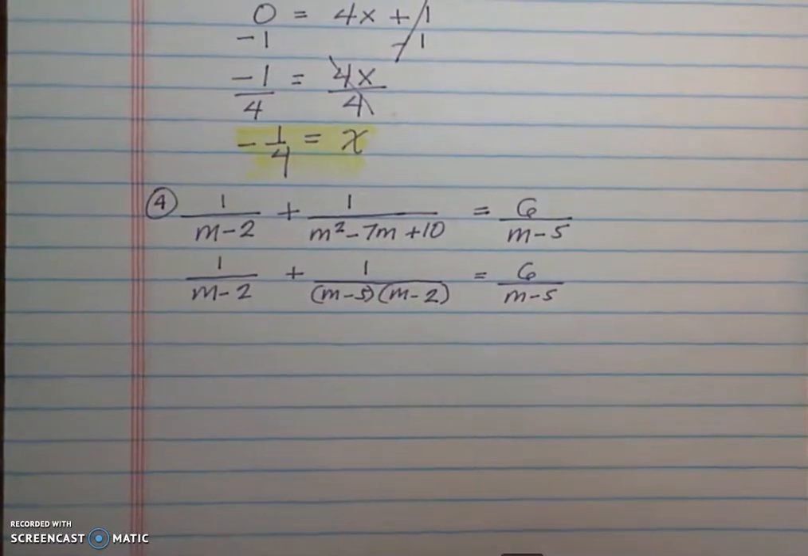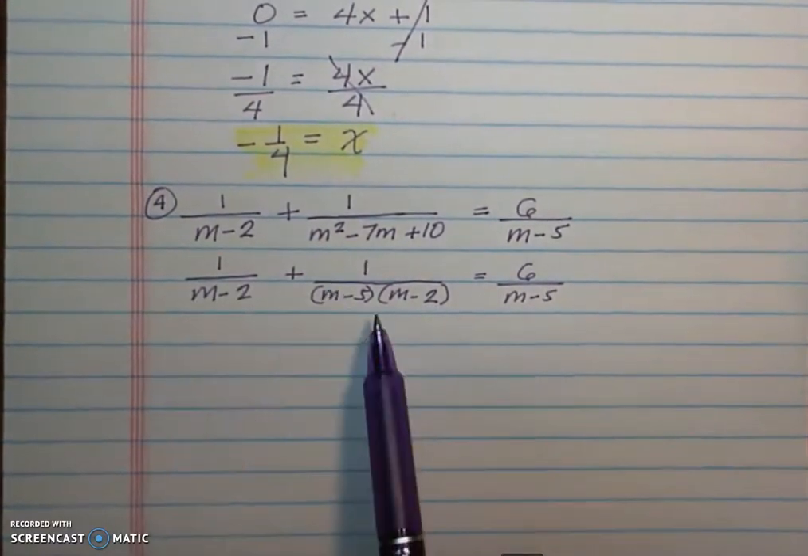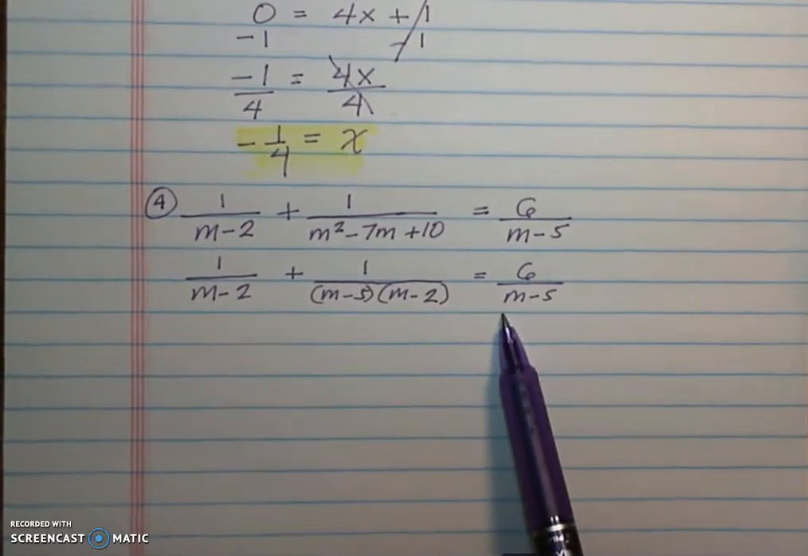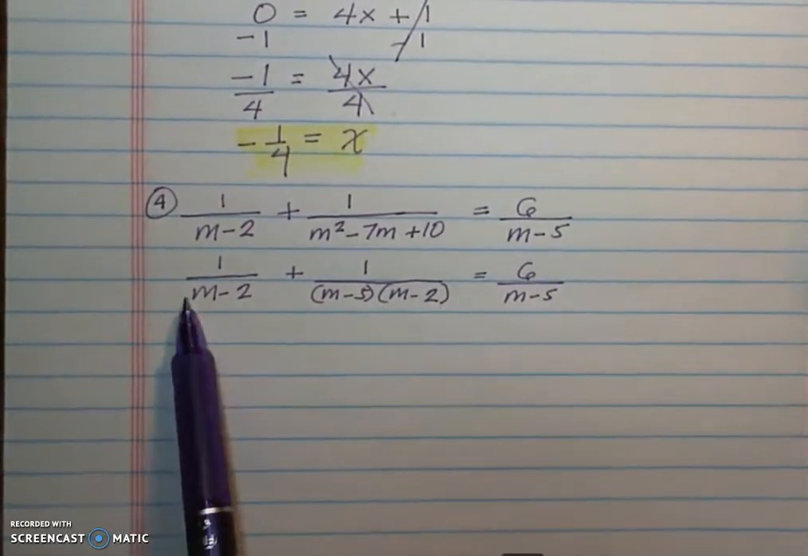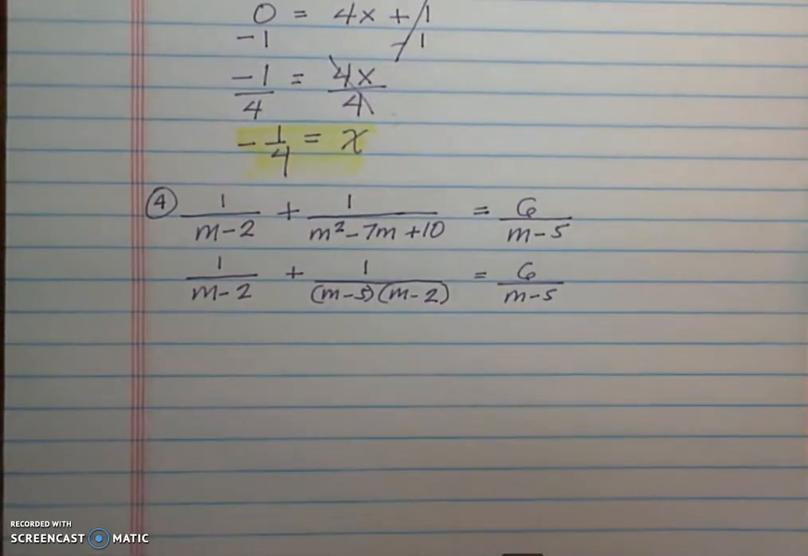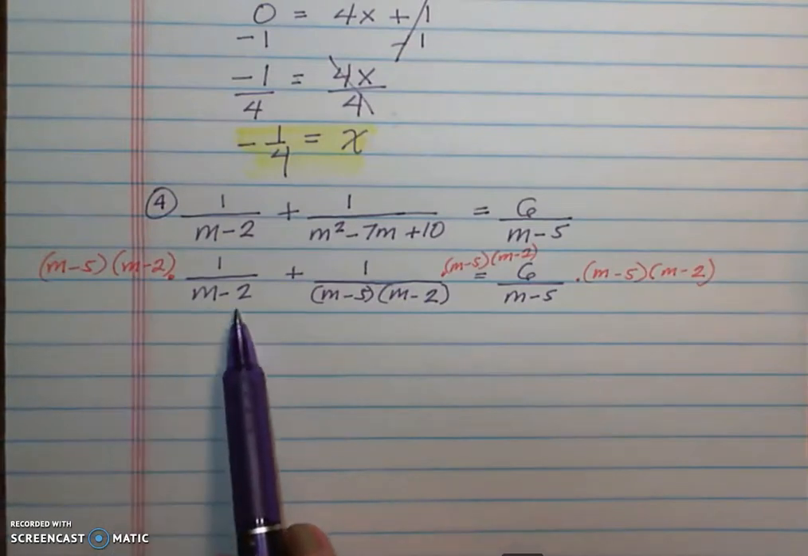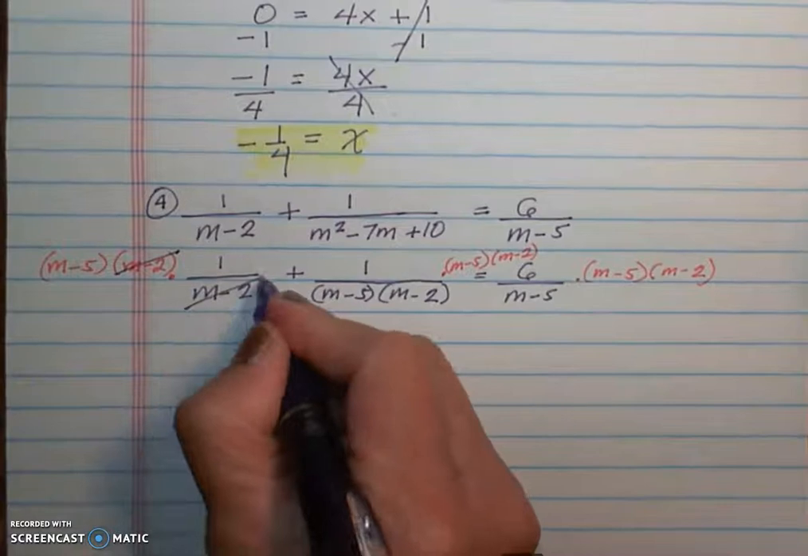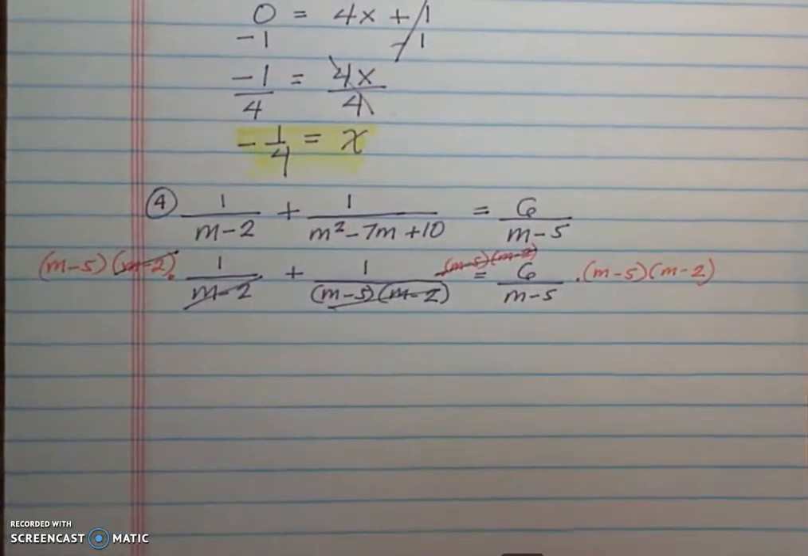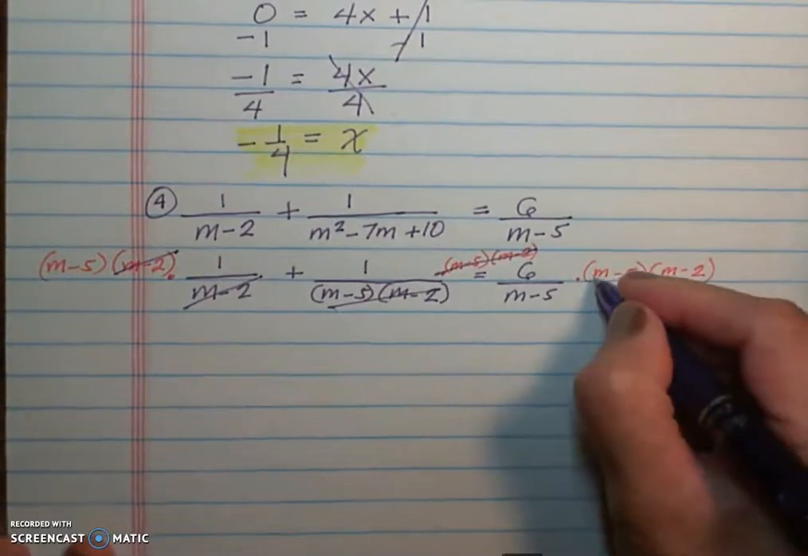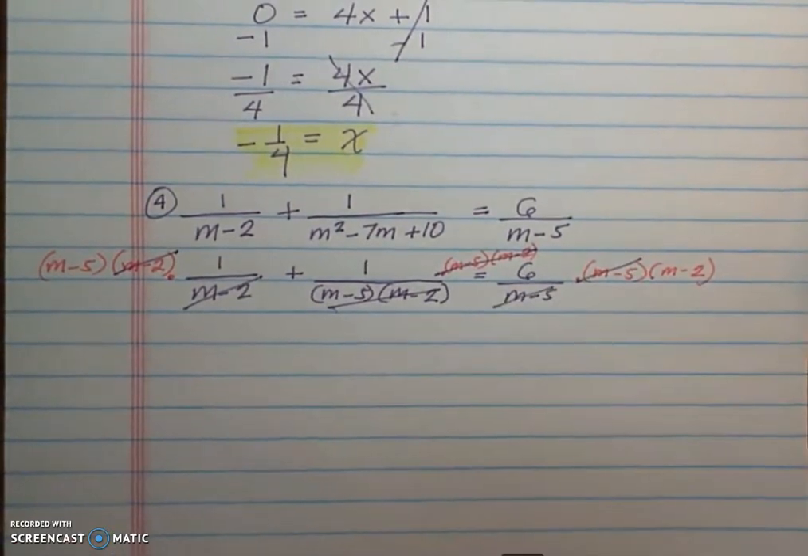This is our LCD because as you can see, m minus 2 is contained here and m minus 5 is also contained here. Therefore, we're going to use this to multiply all these by. All right. So now what's going to happen is we are going to do some cancellation. This 2 already cancels out and turns to 1. This whole thing now cancels out and turns to 1. And this 2 cancels out as well.